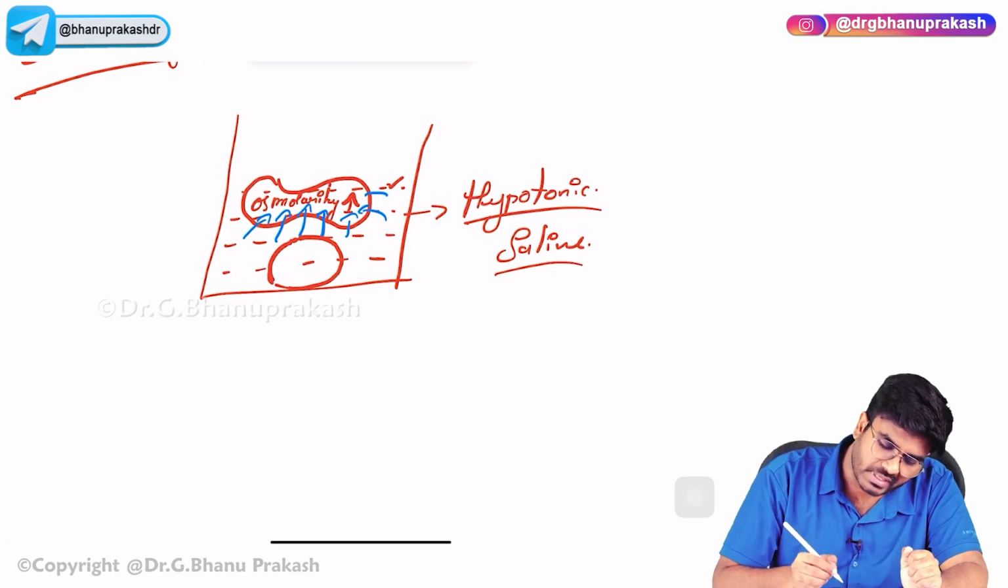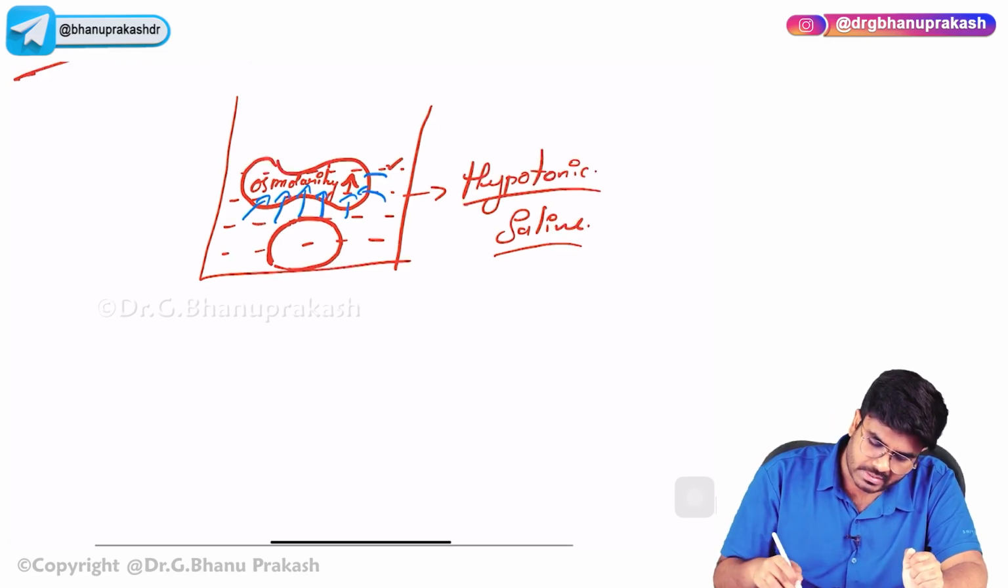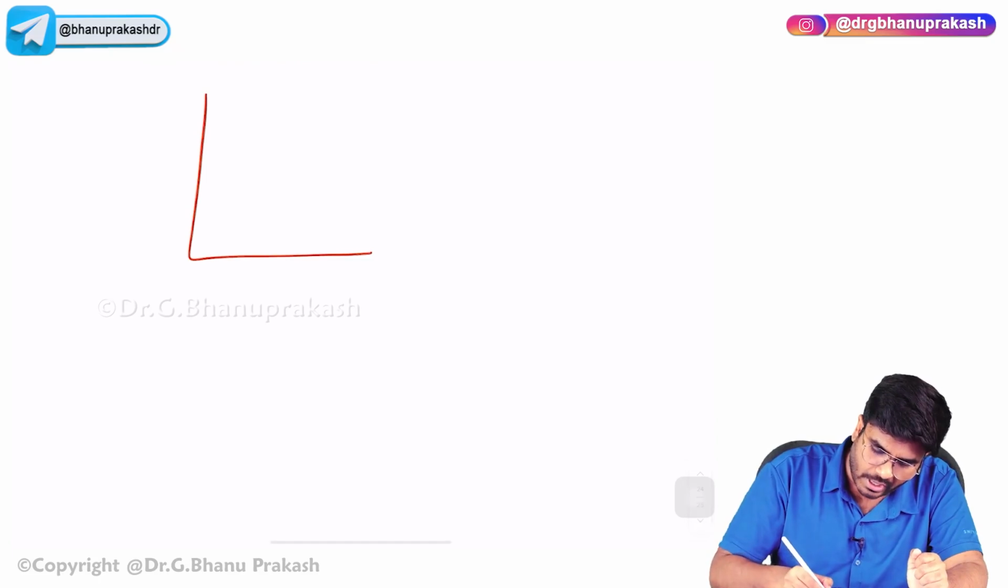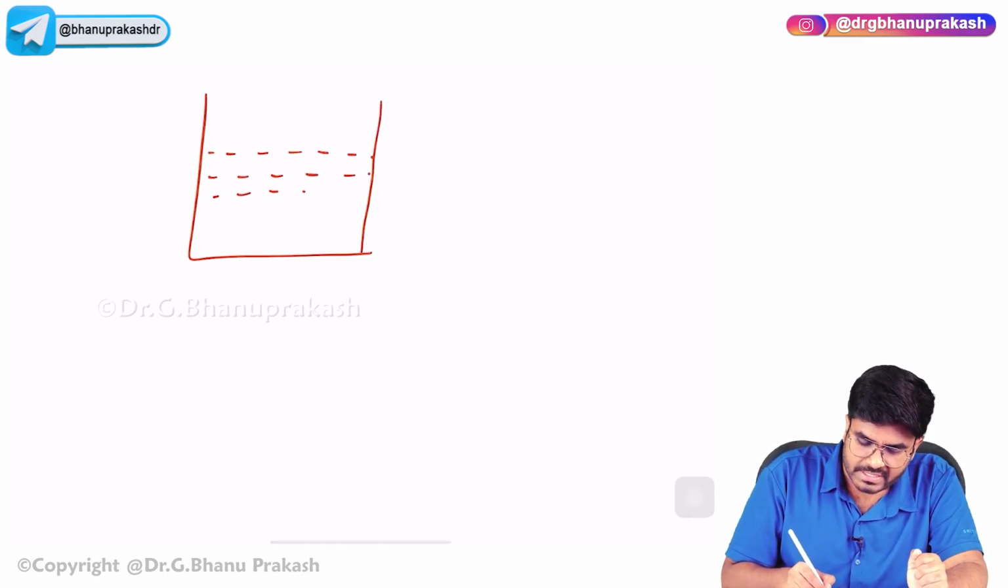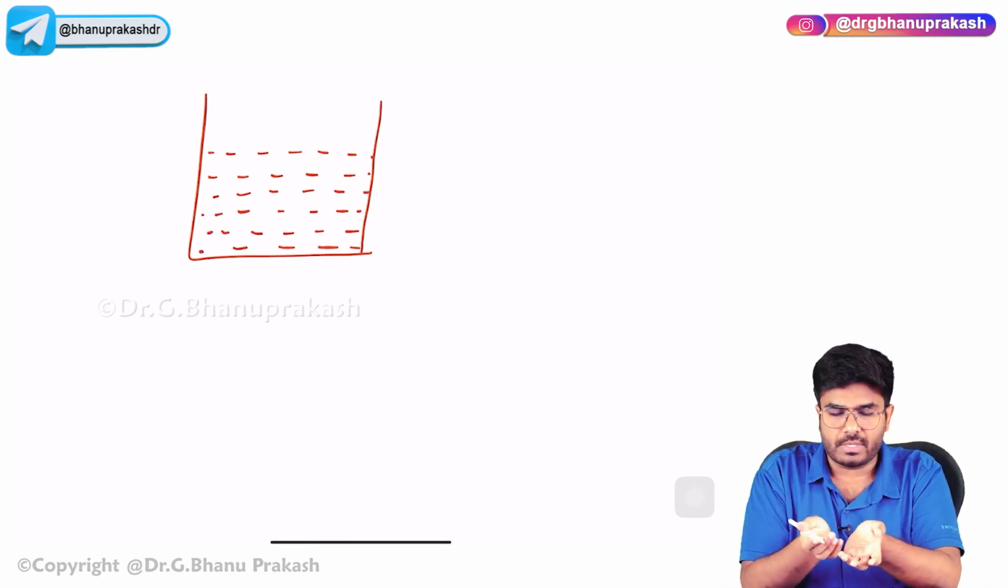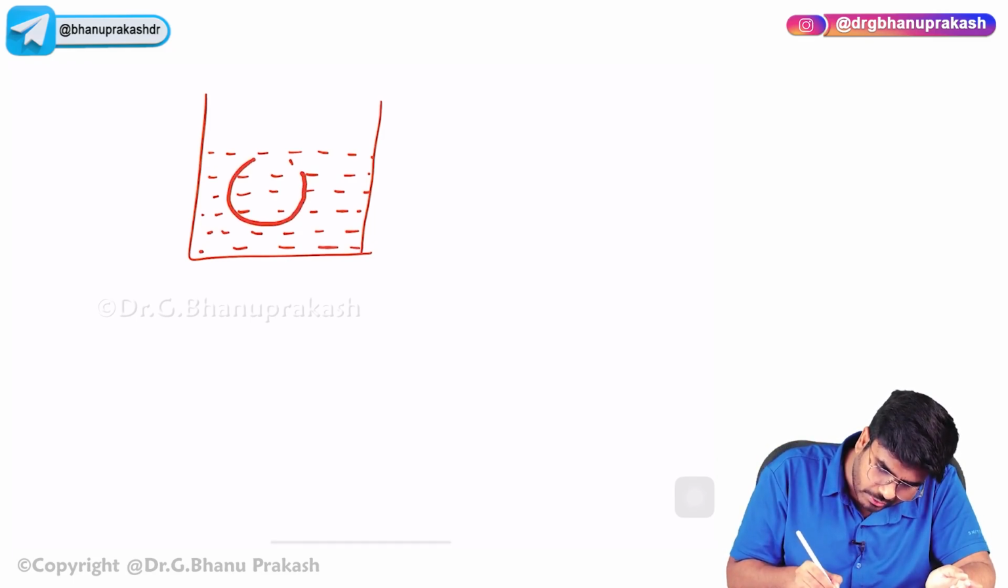But in a patient who has hereditary spherocytosis, what will happen? Their RBCs are already round shaped. So is there any extra cell membrane for them? No, they have already become round shaped. Now in the hypotonic solution, you keep these round cells.